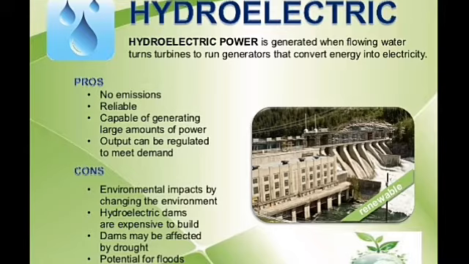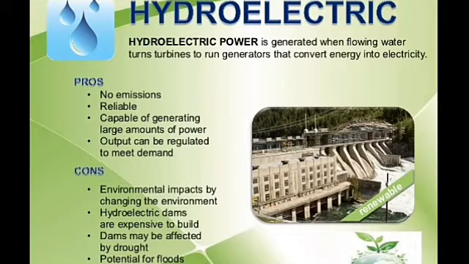There are various advantages and disadvantages associated with hydroelectricity. First, we will see the pros. It has no emission or less emission of harmful gases. It is a reliable source of energy, and it is capable of generating a large amount of power. The output can be regulated in order to meet the demand. So this is a good form of energy.